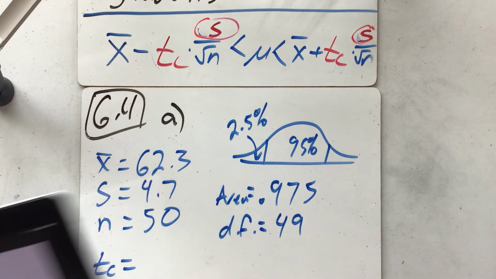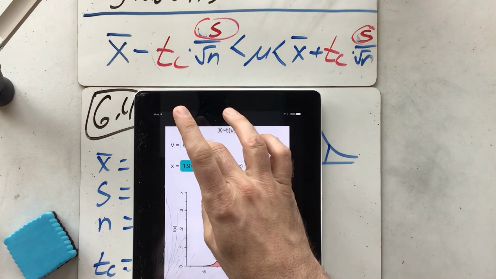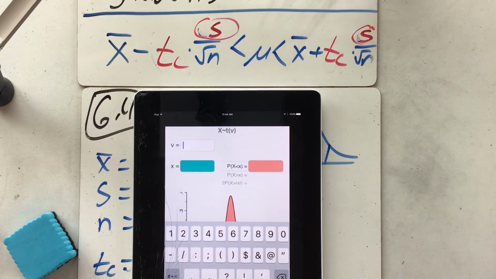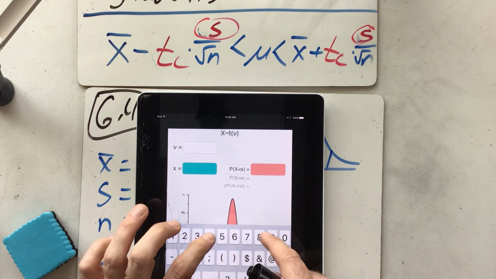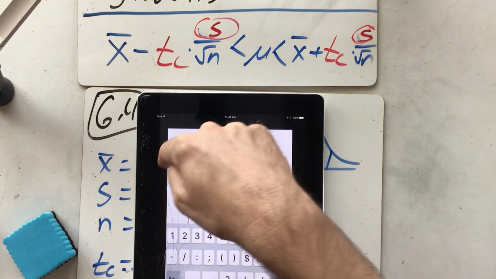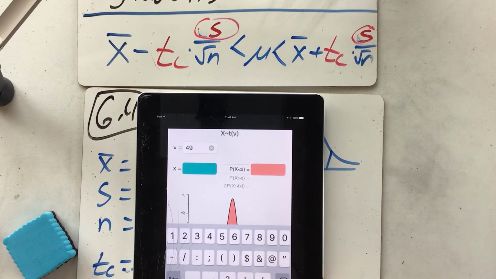By the way, I didn't say last time, but if you're doing this at home, on Excel or on your calculator, you're going to want to use the inverse operations. You're going to want to use either the inverse T command on your calculator, or the T.INV command on your Excel, because we're going backwards. I'm telling you the probability and you're figuring out X. So you're needing the inverse command. So we're going to put 49 in here and put 0.975 in here and hit enter.